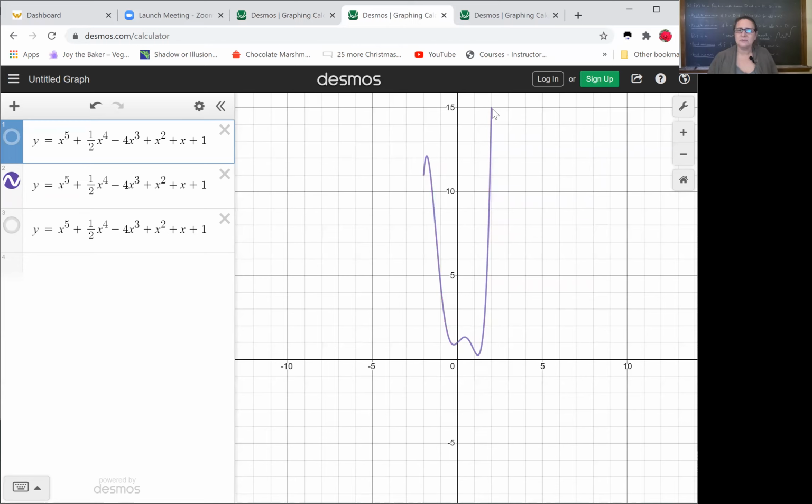What's interesting here is that our absolute max is clearly this endpoint here, right? So that's going to be 15. Our absolute min is this little guy who's also a local min. And then we have some other local mins and maxes inside my interval of interest.